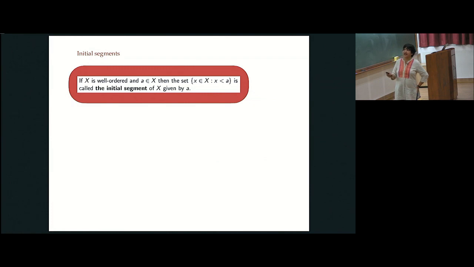If X is well ordered and A is in X, then the set of x belonging to X such that x is less than a, okay, you can define x less than a because it's a linear order, no problem with that, is called an initial segment of X given by a. X is well ordered, take any element a, take all the elements which are lower than a. That forms the initial segment of X given by a.